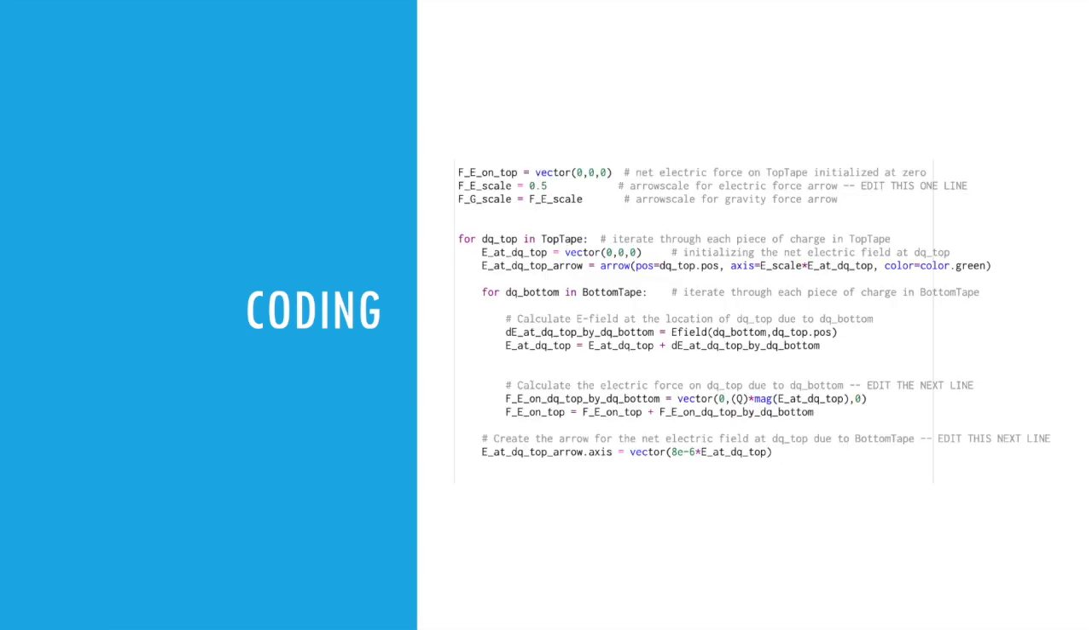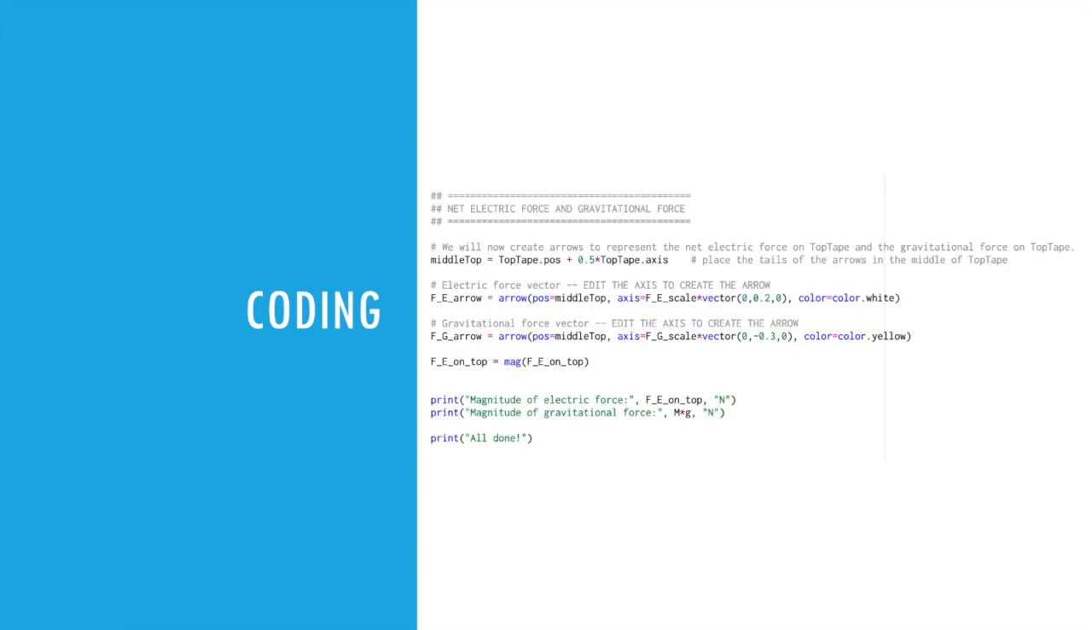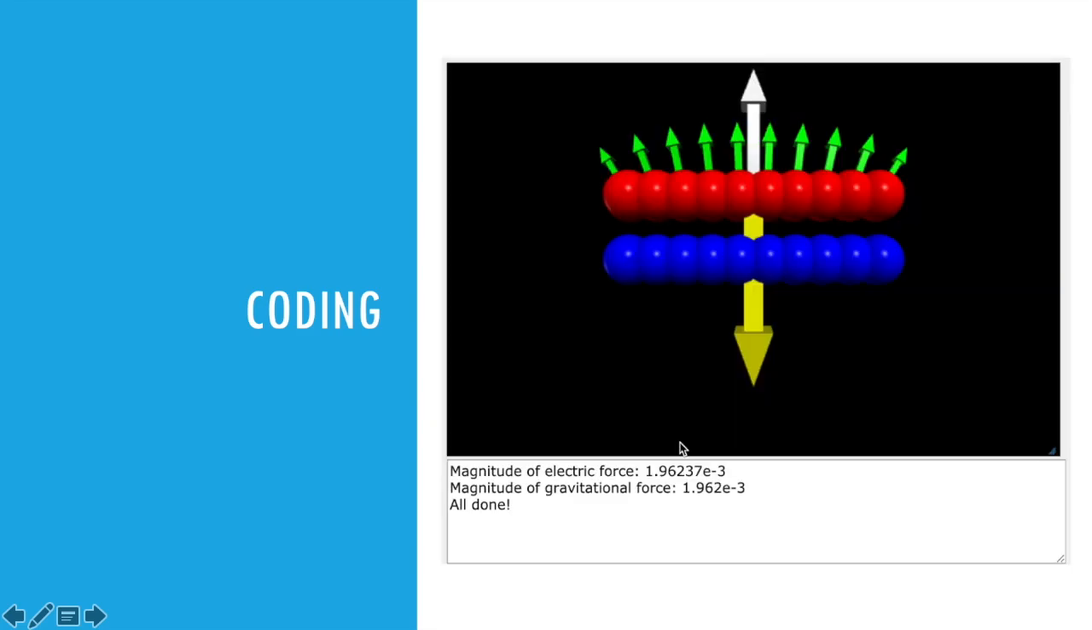And then here we have the charges in the top tape, and these are going to be the green arrows that we see at the end of the code. And then I created the magnitude of the electric force by calling the arrows we have previously created. And this is what comes out of our glow script. It's the bottom tape and the top tape, and then I have the electric force and the gravitational force and each force that comes from each charge, and then we printed out the magnitudes.